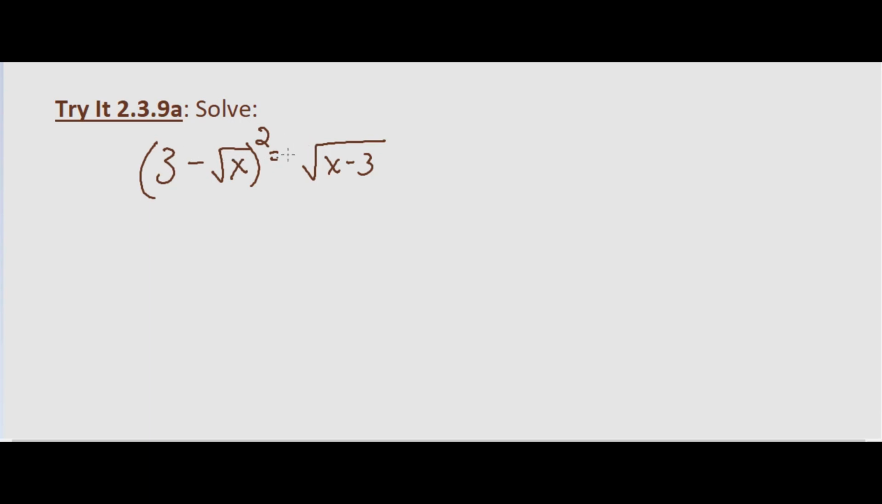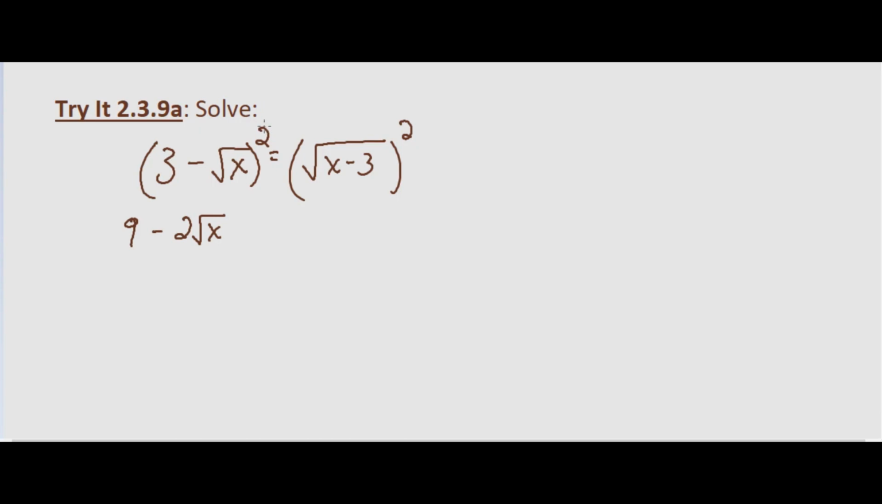3 minus the square root of x equals the square root of x minus 3, so we're going to square both sides. Now what happens is that we still end up with a square root, and therefore we have to repeat the process of what we've already done. So 3 minus the square root of x squared is going to be 9 minus 2 times the square root of x. And if you need to write it out as 3 minus the square root of x times 3 minus the square root of x and use FOIL, by all means, go ahead and do that. It's better to get it right and take a little bit longer.